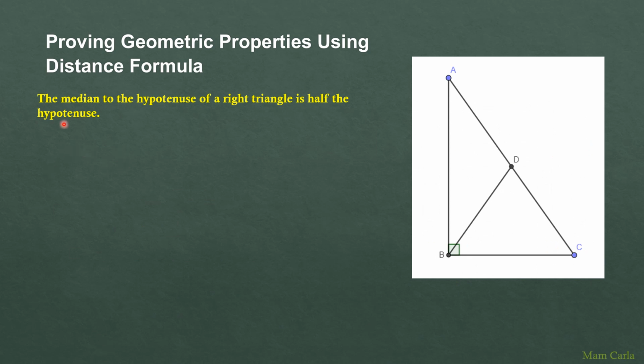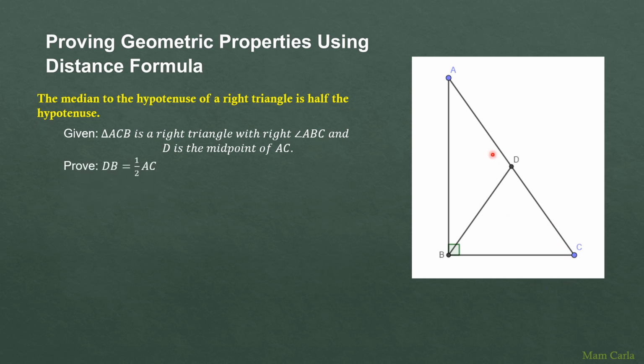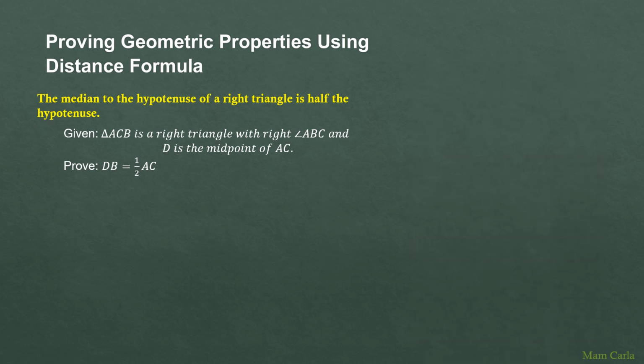Let us deal with another example. The median to the hypotenuse of a right triangle is half the hypotenuse. Given triangle ACB, wherein the right angle is at B and D is the midpoint of AC, let us prove that DB, which is the median to the hypotenuse, is equal to 1/2 of the measure of AC. So, how do we do that? What is the first thing to be done?